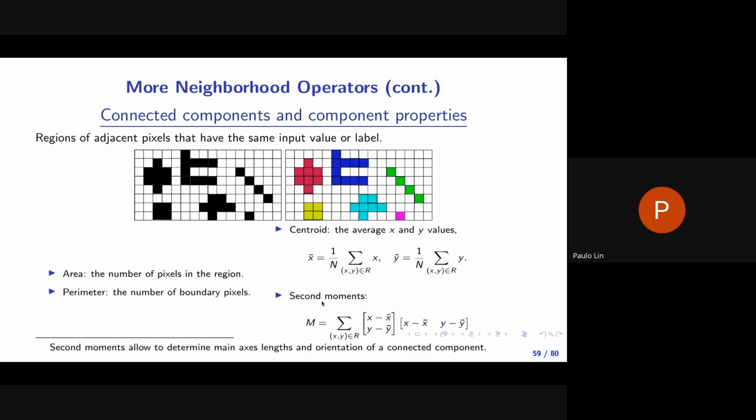Okay, we can determine the main axis length and also the orientation. For instance, if we take a look at this connected component in green, we can see that the orientation of the main axis is close to 45 degrees. So we can get these properties of connected components by using the second moments of the regions within the binary image.